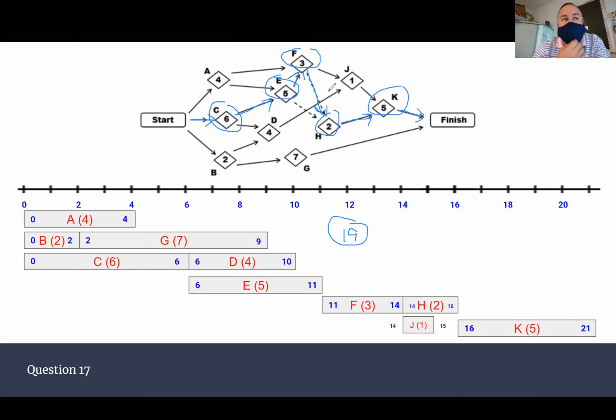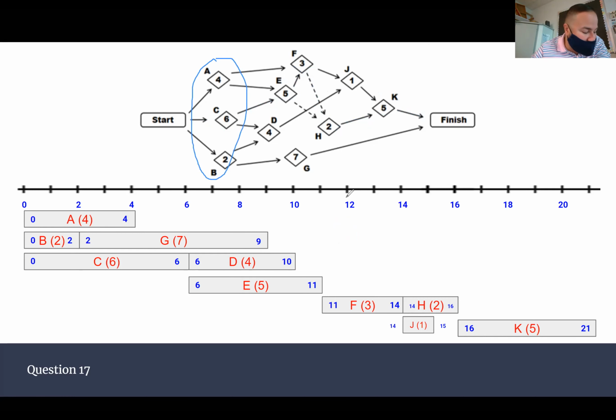Luke already answered number 20. 20 says, which activities do not have prerequisites? Which ones are they? A, B, and C. A, B, and C don't have prerequisites. They're connected to start.